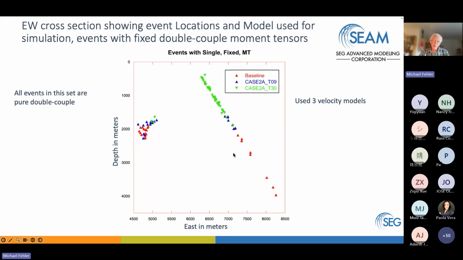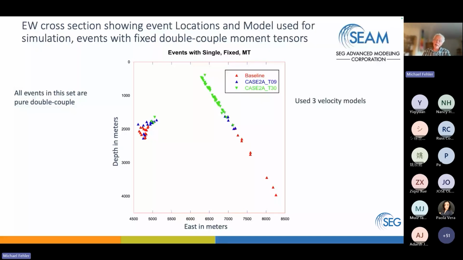The geomechanics actually gave us enormous numbers of locations where events might occur. We had to pick a handful to simulate. Again, these are all pure double couple events. They aren't all perfect fault slip along this fault. We modified the moment tensors a little bit so that the orientation of the slip varied a little bit about these faults. But again, simulated on all three velocity models.